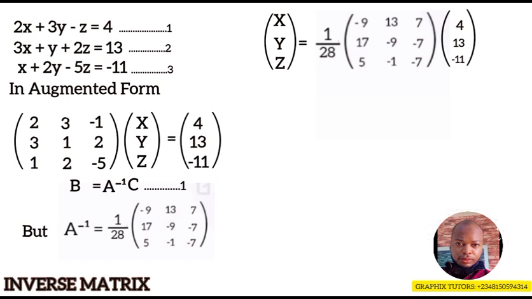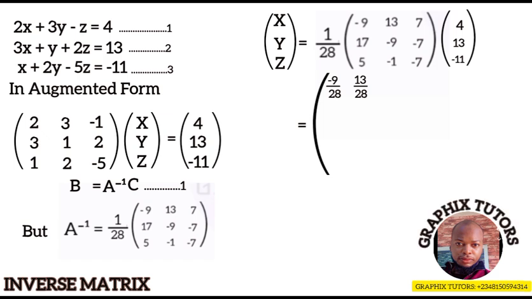Now we'll take the 1 over 28 outside to multiply everything inside the matrix. We call it scalar multiplication. If you multiply 1 over 28 times minus 9, we have minus 9 over 28. If you multiply 1 over 28 times 13, you'll have 13 all over 28. And if you multiply 1 over 28 times 7, you'll have 7 over 28.